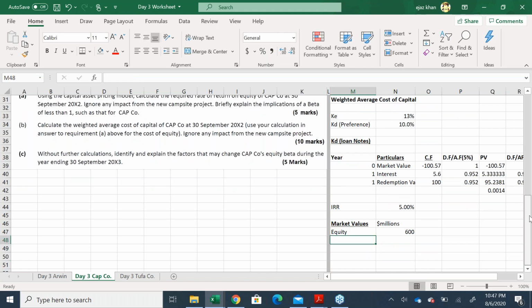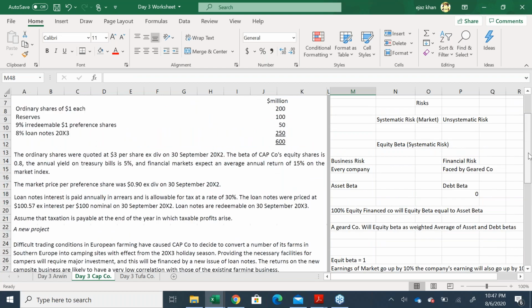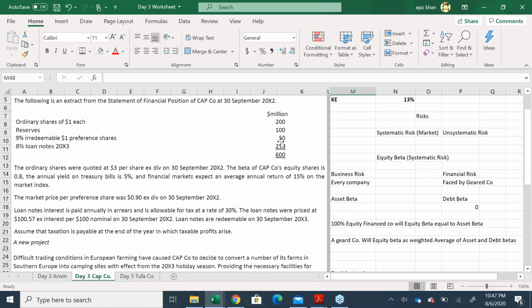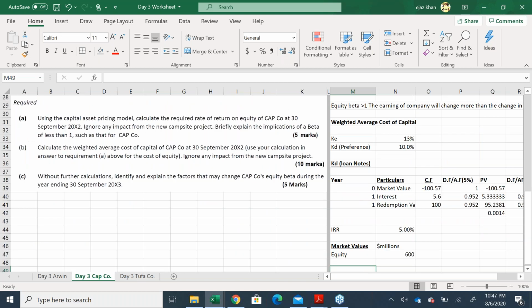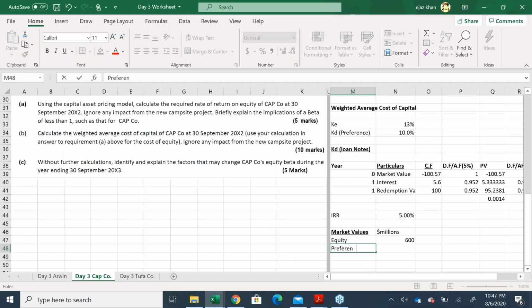Let's come to the preference shares. The preference shares have a par value of $1, and there is a total value of 50, which means there are 50 million irredeemable preference shares, and each has a value of 0.9. So 50 into 0.9, 45 million. Okay, then comes loan notes.